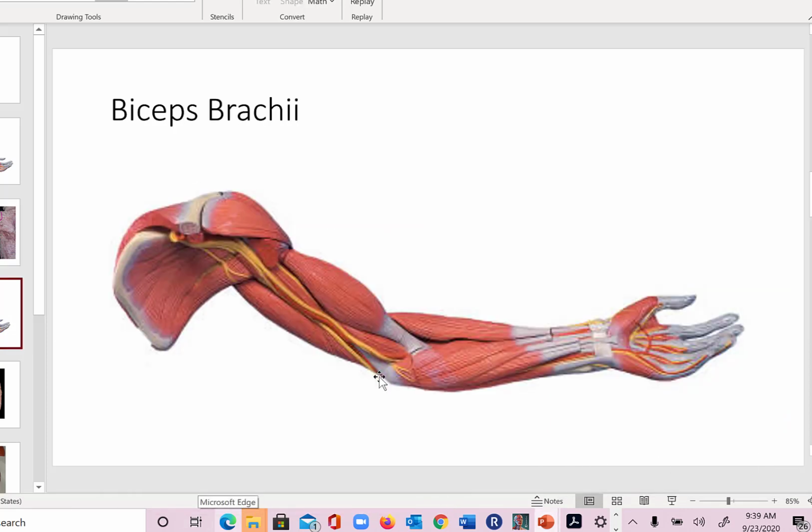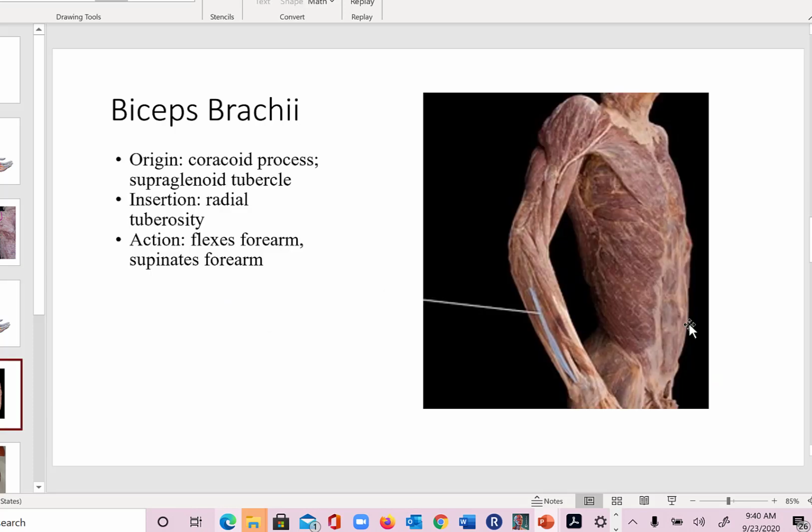The biceps brachii can be seen here. Remember, it has two origins. The biceps brachii has one origin on the coracoid process and the other one on the supraglenoid tubercle of the scapula. Its insertion is the radial tuberosity, and it flexes the forearm and supinates the forearm. Here is a picture from a cadaver, and we can kind of see the two bellies originating there, and I'm highlighting again the biceps brachii.